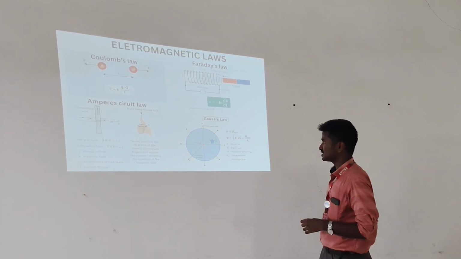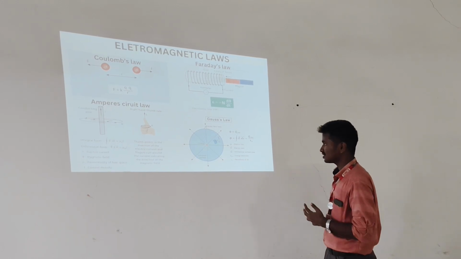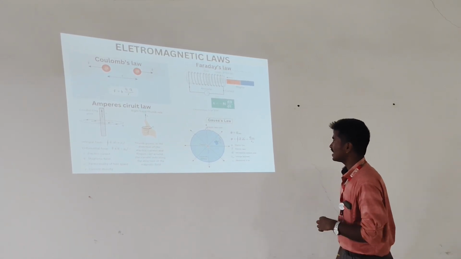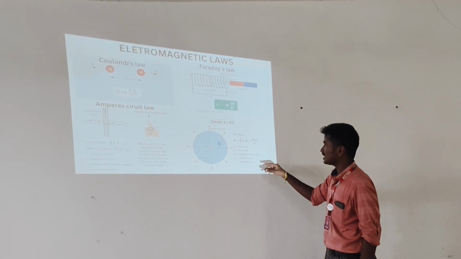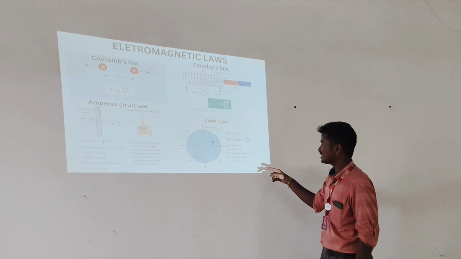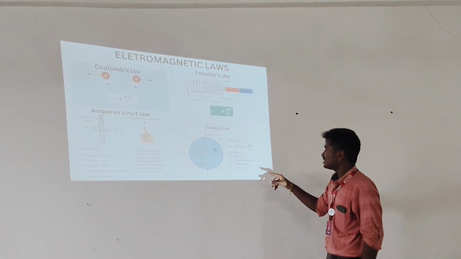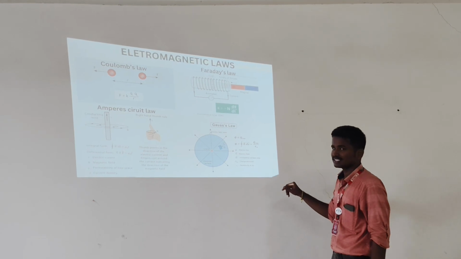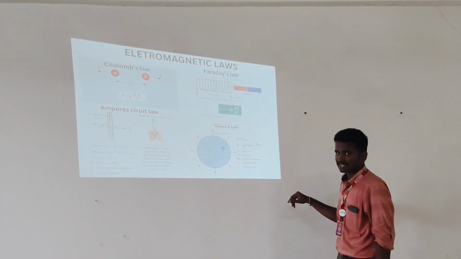Then Gauss law is defined as the total electric flux through a closed surface being equal to the charge enclosed divided by the permittivity. Here psi equals Q enclosed divided by epsilon naught, where psi is the electric flux, E vector is the electric field, ds vector is the differential surface area, Q enclosed is the charge enclosed, and epsilon naught is the permittivity of air.